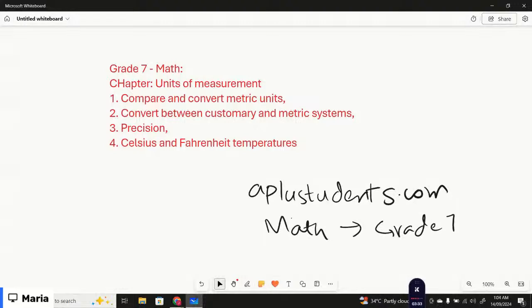Unit of measurement. And the lessons we're going to cover today are compare and convert metric units, convert between customary and metric systems, precision, and then calculate Celsius and Fahrenheit temperatures. So please make sure you have your notebook and pencil so that you can note down the important examples and definitions as well, right?